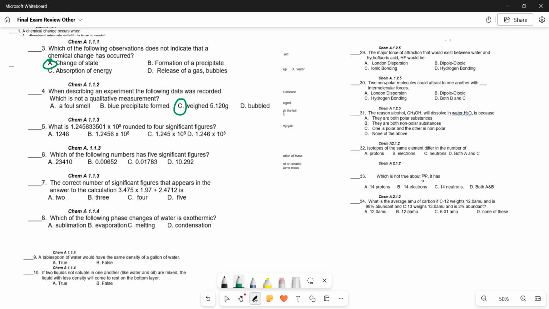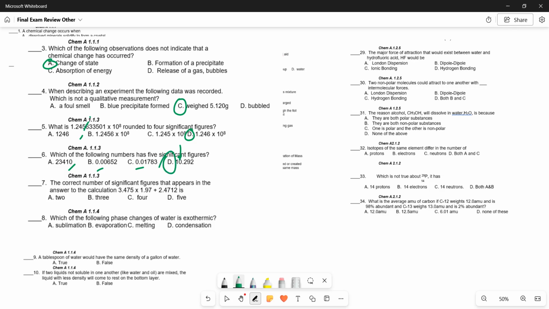5. What is this number rounded to 4 sig figs? So we're going to drop and round appropriately between the 5 and the 6. That means the 5 is going to round to 6, and my answer is going to be D. 6. Which of the following numbers has 5 sig figs? This one is a trailer. That doesn't count. These are placeholders. Those don't count. Placeholders, they don't count. This one's wedged. So there are 5 digits here.